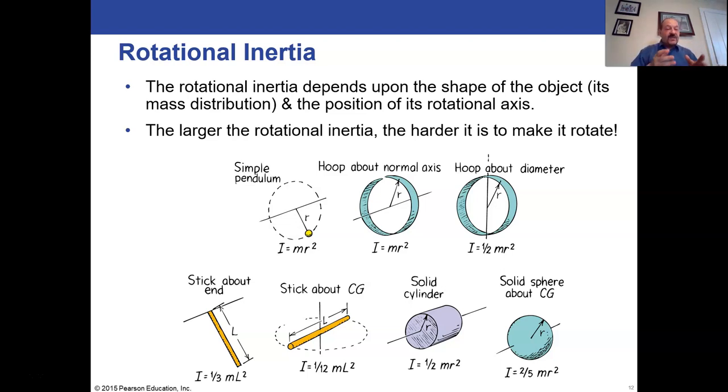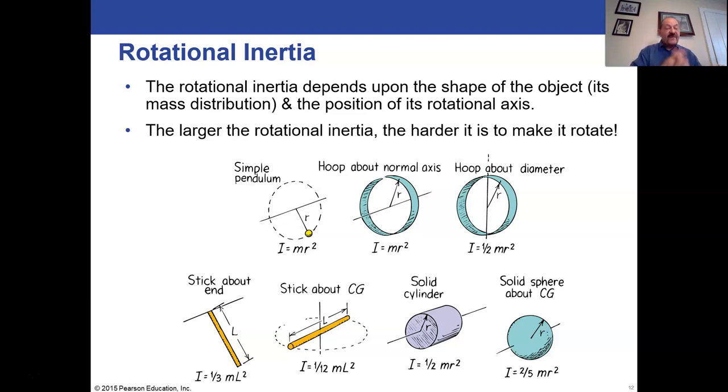But if we spin the hoop differently about its diameter, in other words, we put a string right through the hoop from one side to the other and spin it around that way, almost like the old style propeller hoops. In that case, some of the mass is really close to the axis, like at the top and the bottom, but some of the mass is pretty far from the axis on the sides. And because of that, its overall average value is 1/2 mass times radius squared.